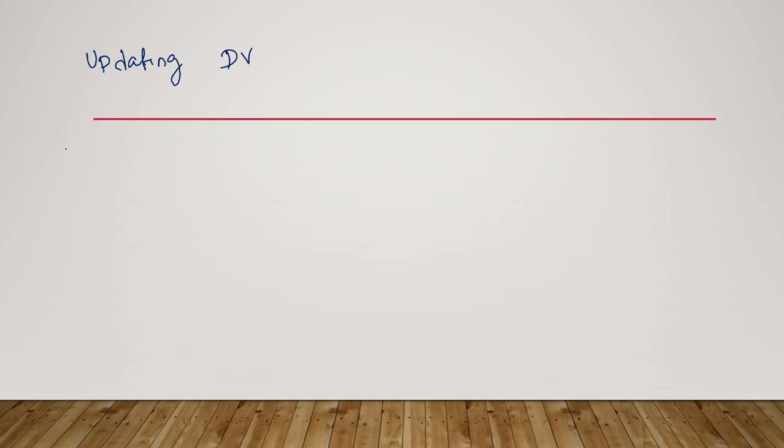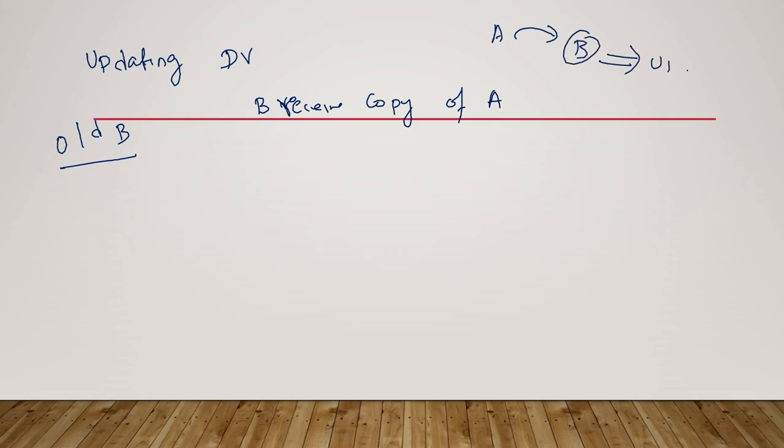Okay, the first I'm just taking the old B. Okay, so now the B receives the copy of A. So A is sharing its information to B. A is giving its information to B. So based on that, it's going to update and we will get the new B. So that is going to be working here.